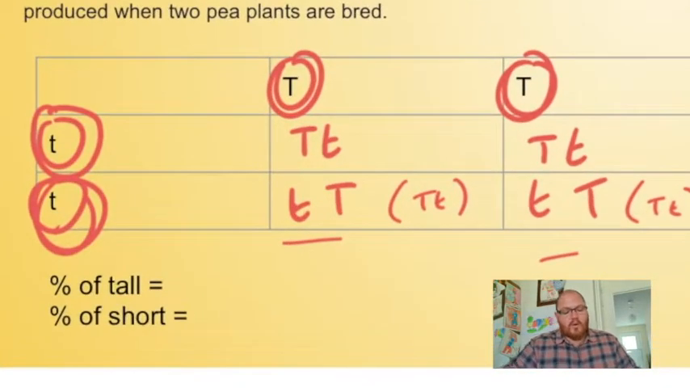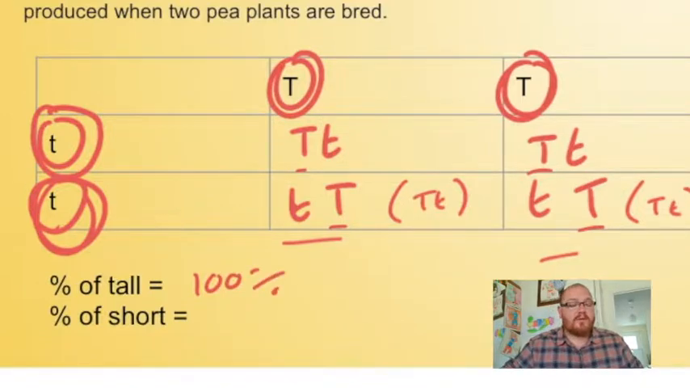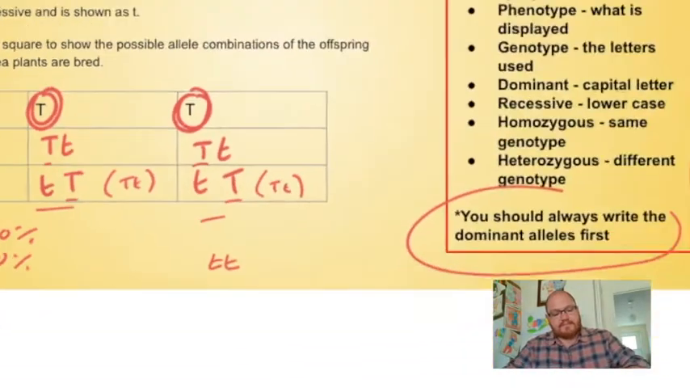Now, how many tall ones am I going to get? Remember now, if a dominant allele is displayed, if it's there, it's going to be tall. I've got a capital letter here, I've got a capital letter here, I've got a capital letter there, I've got a capital letter there. I've got a 4/4 chance, which is 100% chance that it's going to be tall. Okay, because in order to get short, I'd need little t, little t. Let's do another one together.